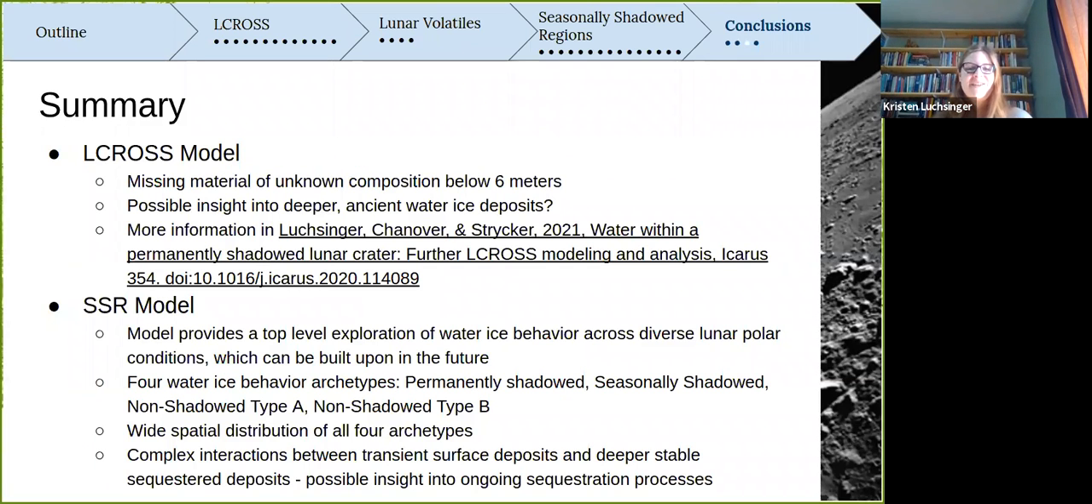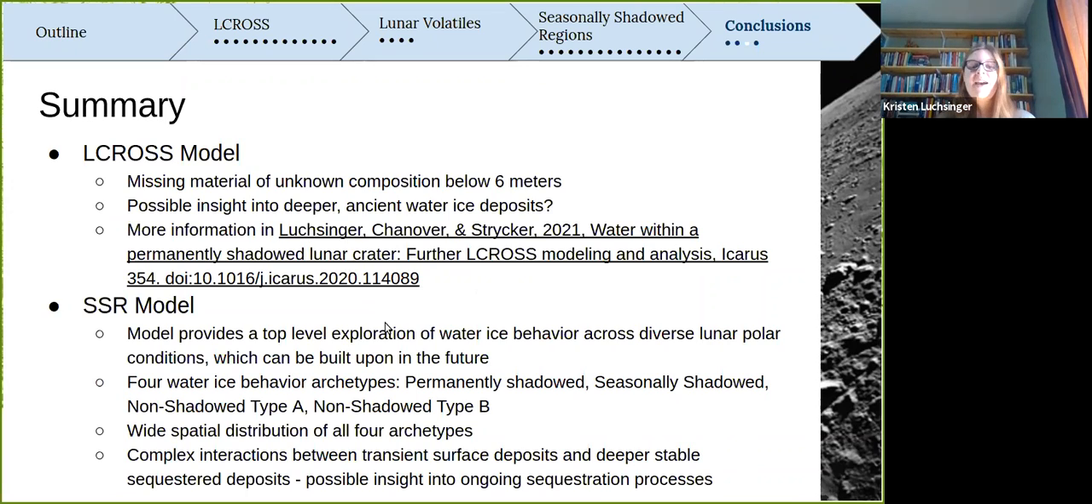So in summary, I'm going to bring you back to the L-cross model very briefly. There's missing material of unknown composition below about 6 meters. And again, that's 6 meters plus or minus about 0.75 meters, which might provide possible insight into a deeper ancient water ice deposit. And if you want more information about that model, you can find it in this paper here.